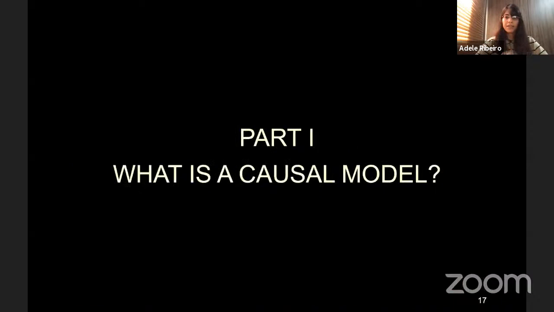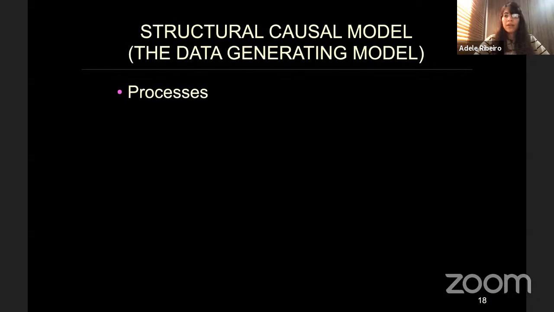So starting here with the first part, what's the causal model? For us it's a structural causal model, but it's the data generating model. Suppose, for example, that we have a drug, and the drug is the treatment variable for us. The assignment of the drug depends on the age of the person, for example, and also depends on a lot of other variables that are unmeasured. So that is this variable U that combines all these other factors that affect the assignment of a drug, if a person is taking a drug or not.